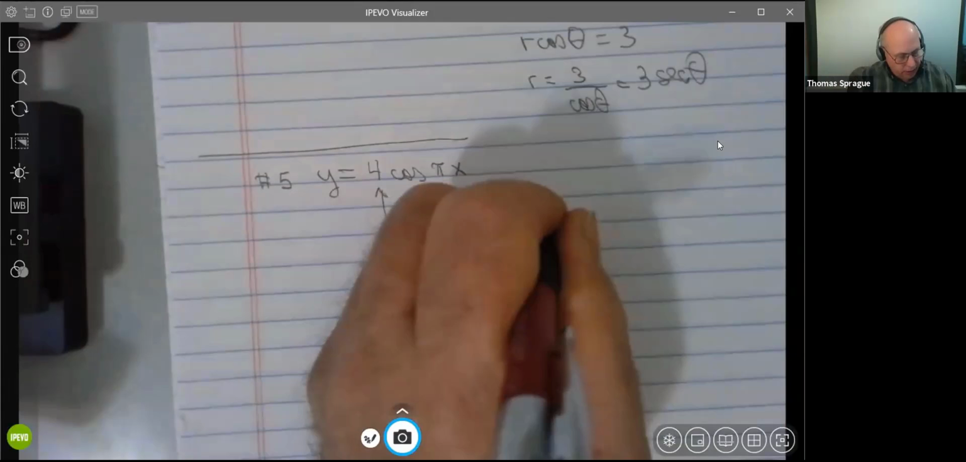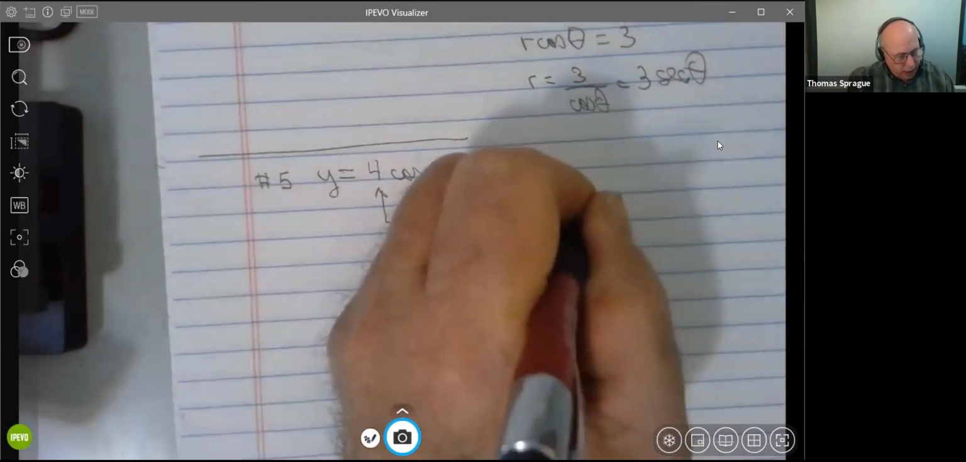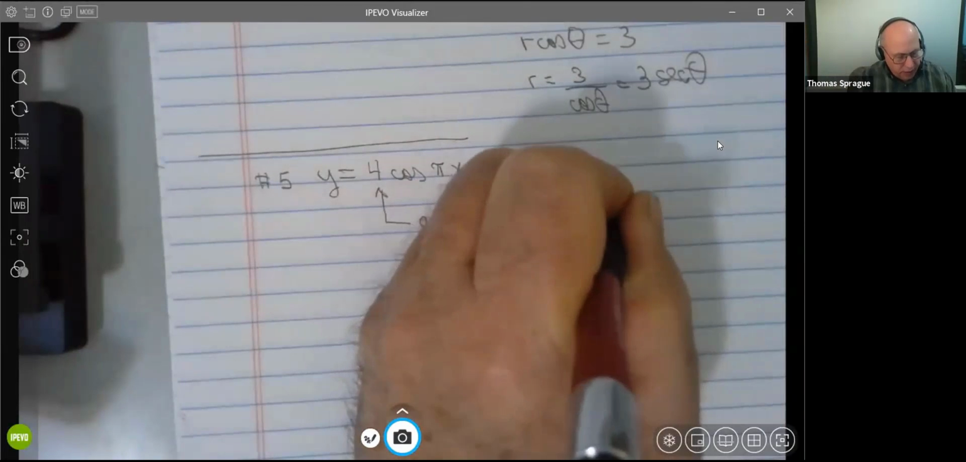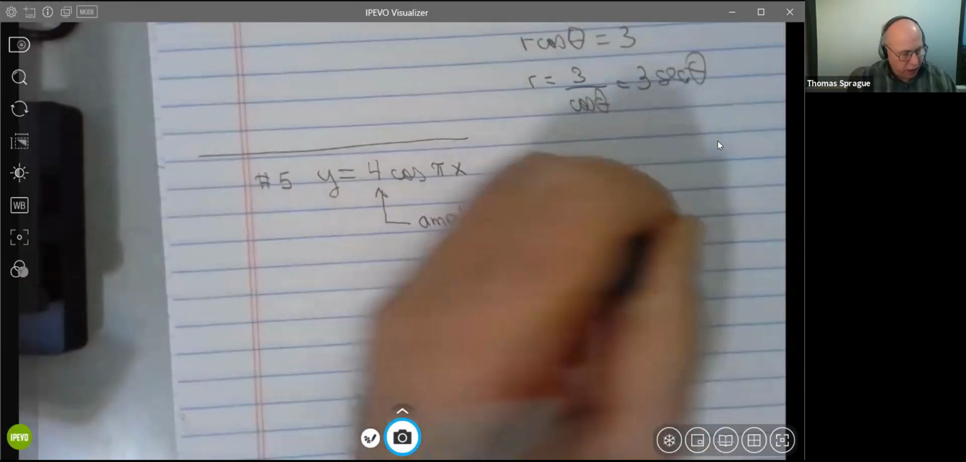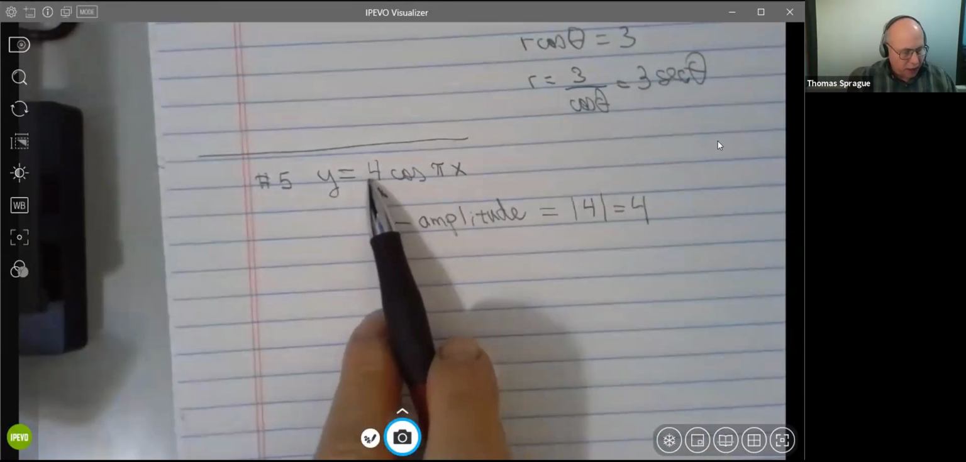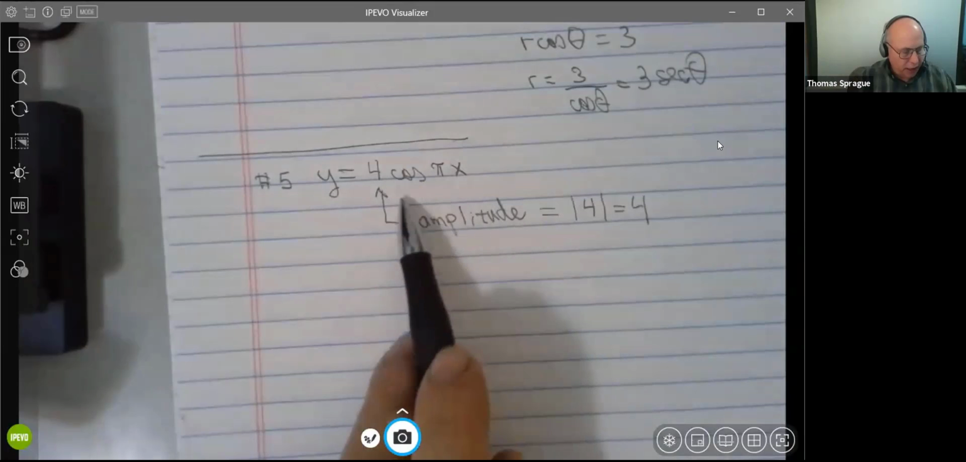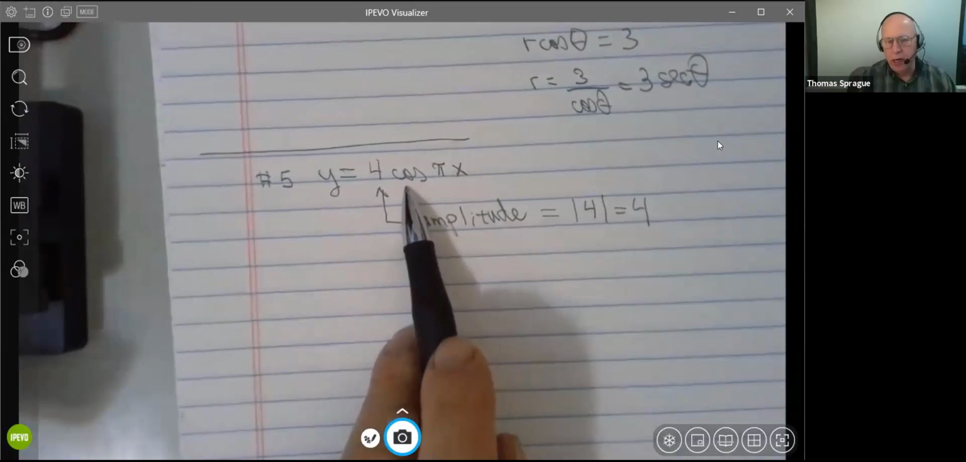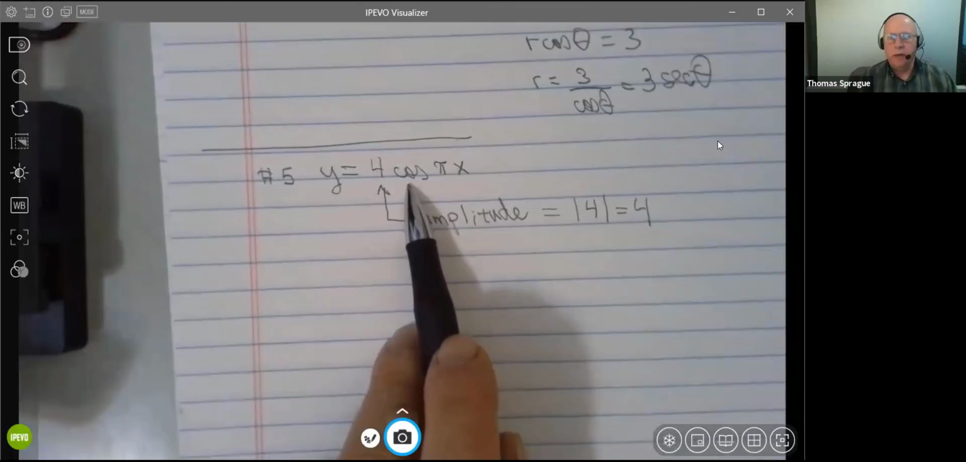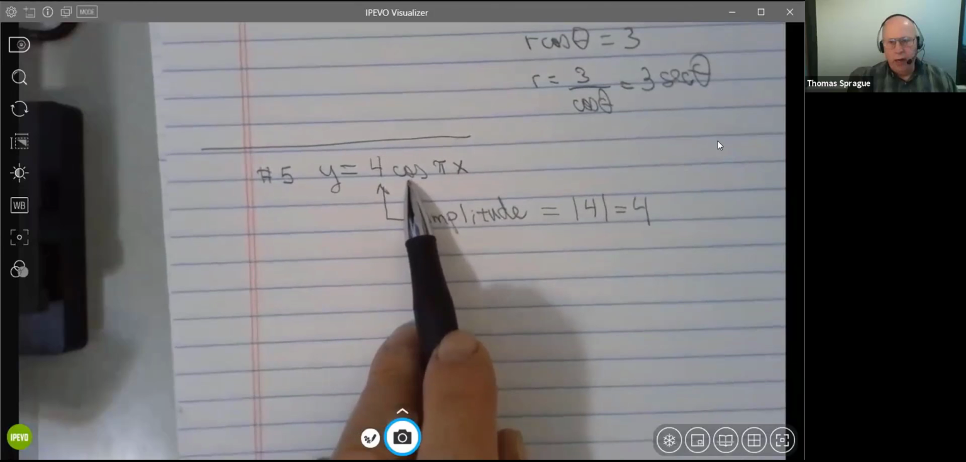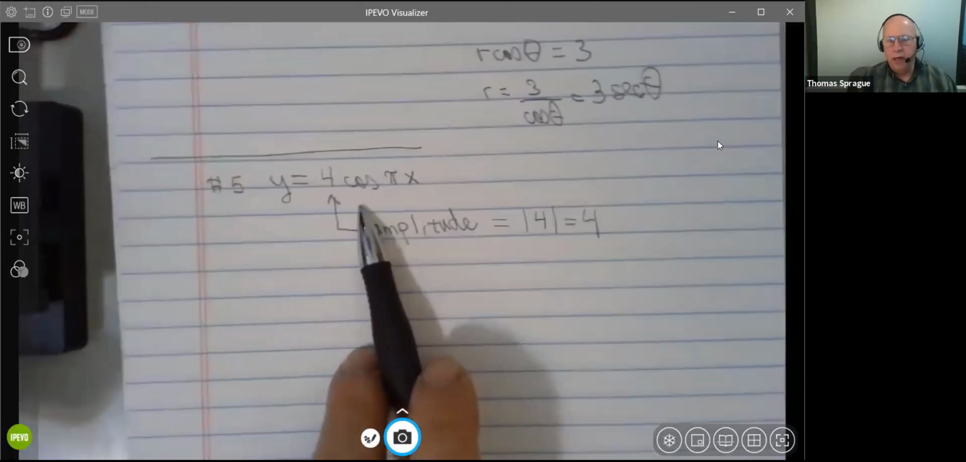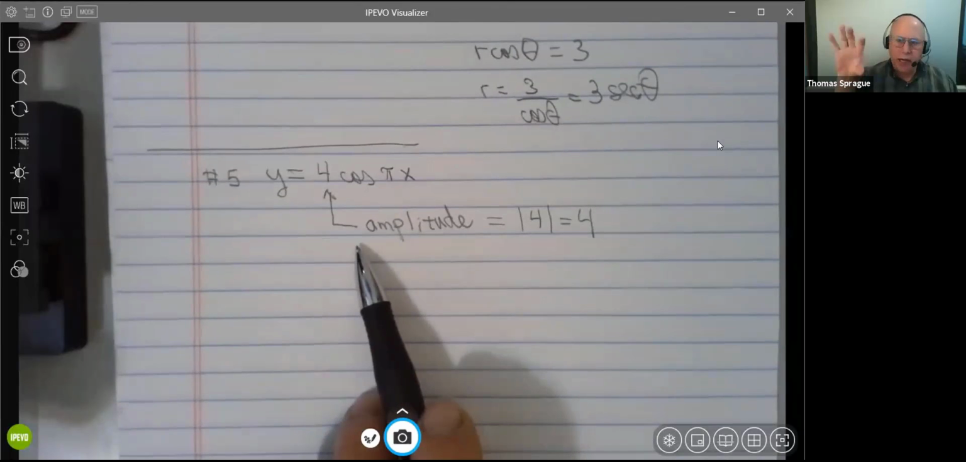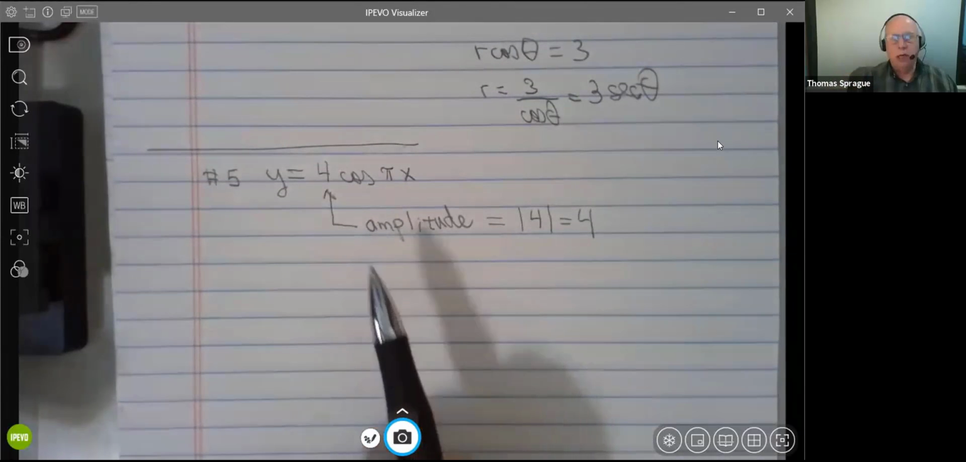Now, you do have to be a little bit careful. You need to take the absolute value of that coefficient, because if I'd had, say, a -3 cosine pi x, then the amplitude, we wouldn't say that's -3, we'd say it's 3. You know, think about cosine and sine curves. They go just as high above the x-axis as they go below. So if its maximum depth were 3, then its maximum height would also be 3.